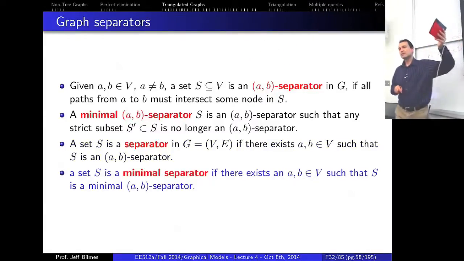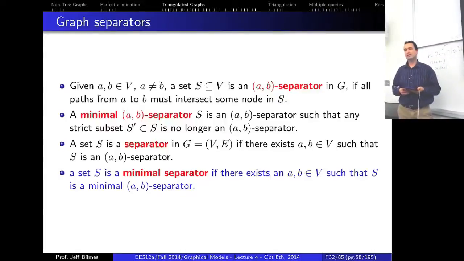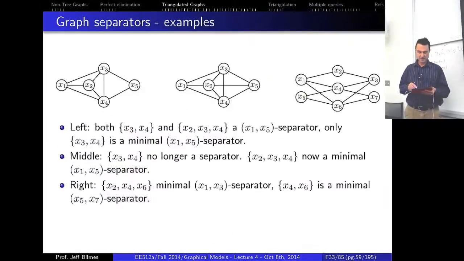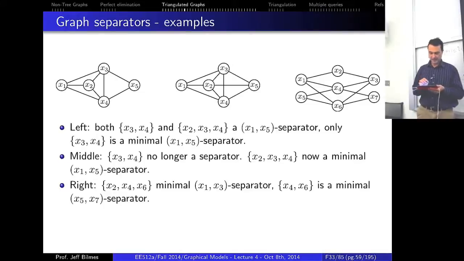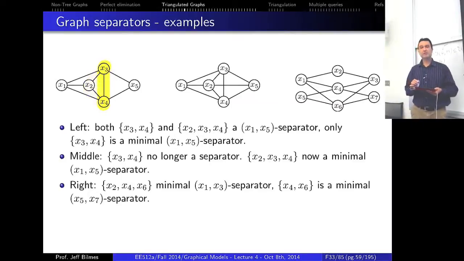Okay, and then lastly, there's the notion of a generic minimal separator, which is a set S such that there exists an A and B such that S is an AB minimal separator. Okay, so here are some more examples. In the left example, both x3 and x4, and x2, x3, and x4 are x1, x5 separators, but only x3, x4 is a minimal separator because x2 is redundant.